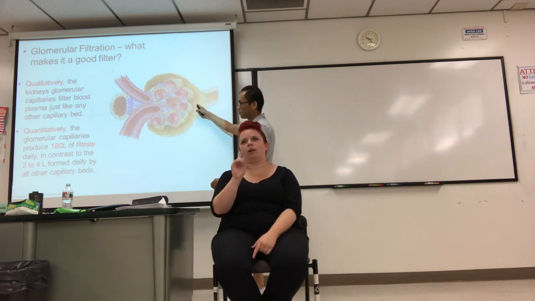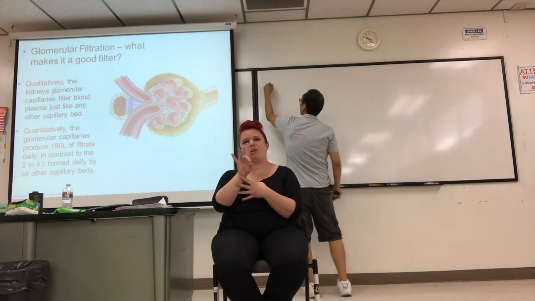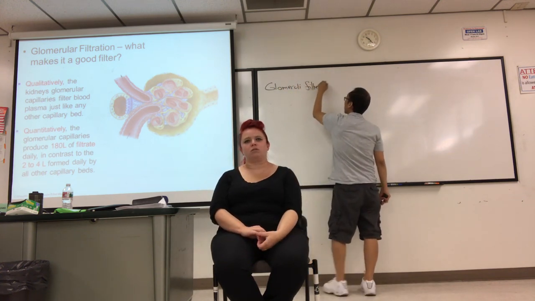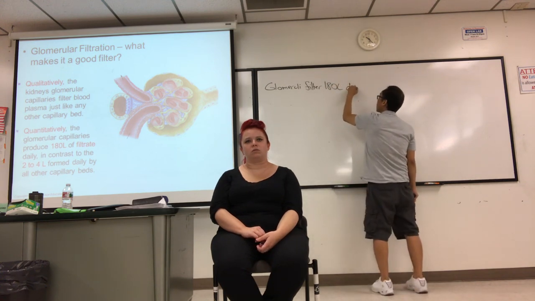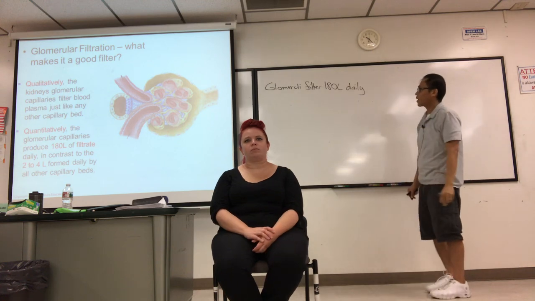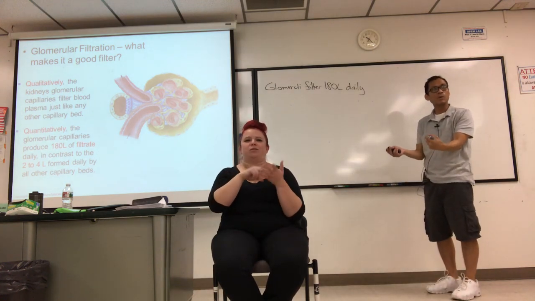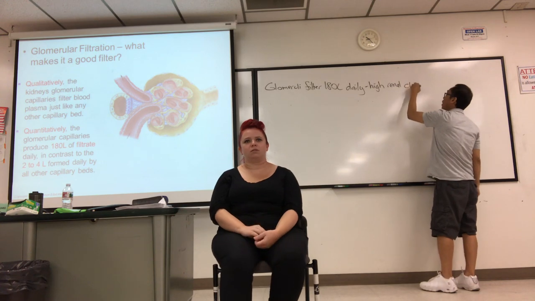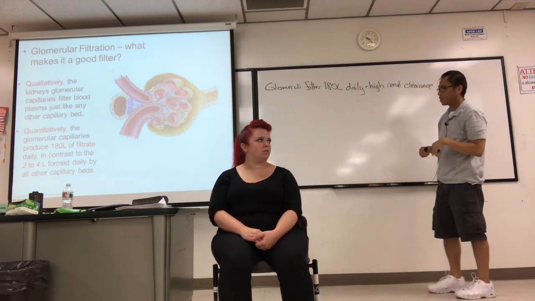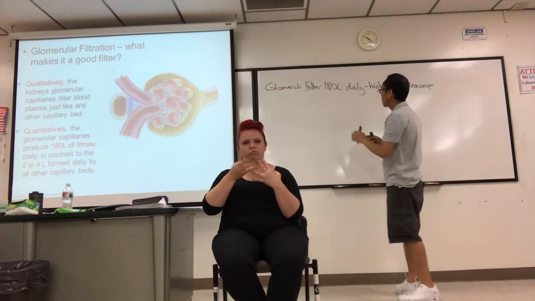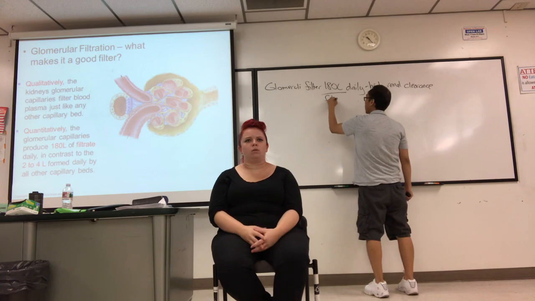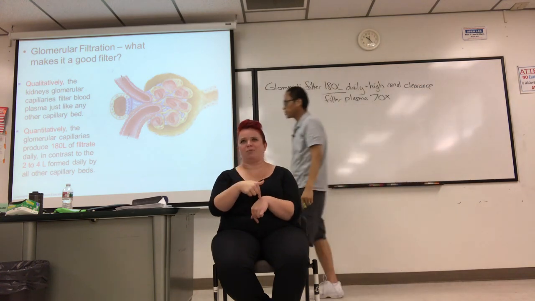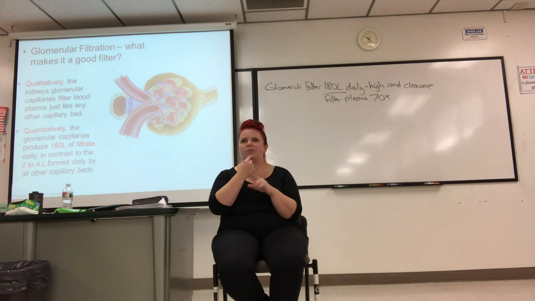Okay, so the throughput of this filter is 180 liters a day. There's a term for filtering so much, called high renal clearance. If it's small enough to make it through the filtration membrane, you're going to clear it out. Okay, no problem. That breaks down to filtering the plasma 70 times. It's what textbooks teach us. Those numbers, very good.